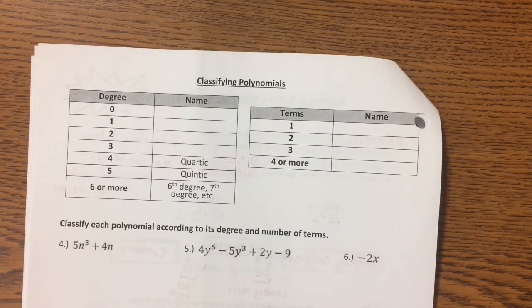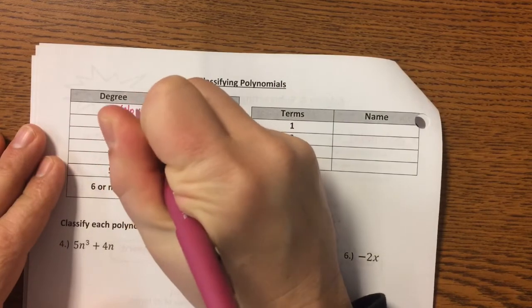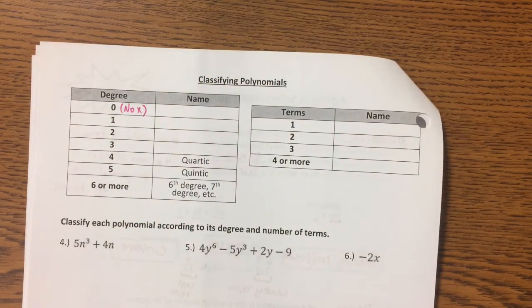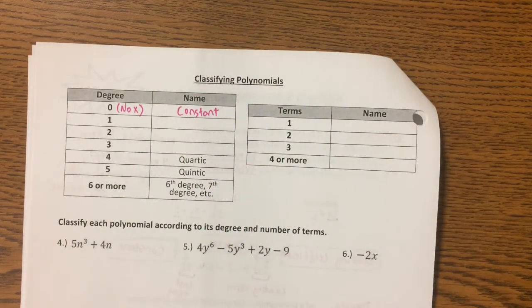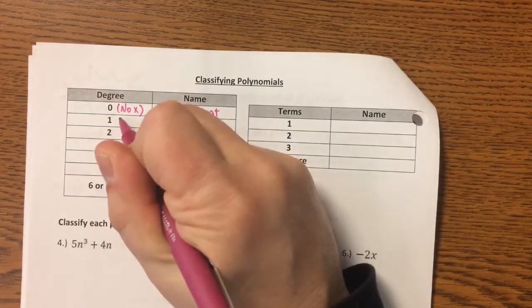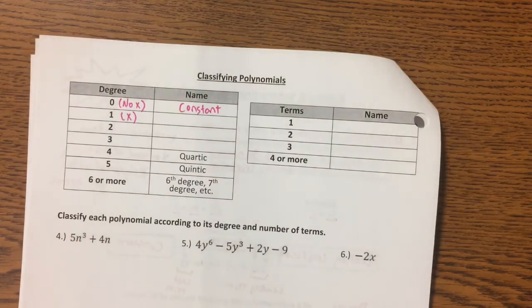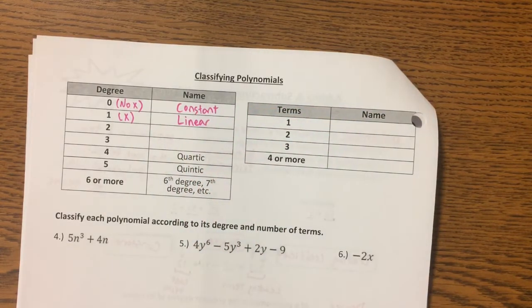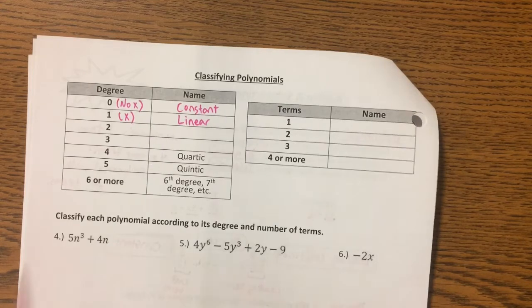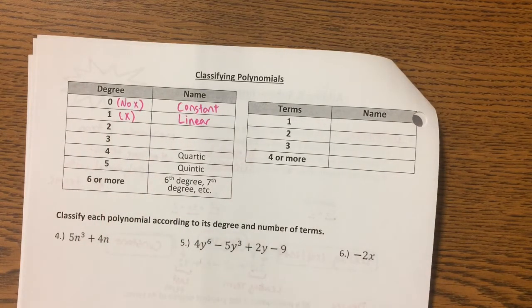If it's a degree 0, that means there's no x. We call that a constant because there is no variable. The number is just what it is, like 5. It's a constant value that doesn't change. A degree 1 is just a single x. If you don't see an exponent on there, it's just an x. That's a degree 1. We call that linear. For the whole first semester, we looked at equations that were linear, in the form of mx plus b, like 5x plus 7. That would be an example of a first degree polynomial, a linear polynomial.